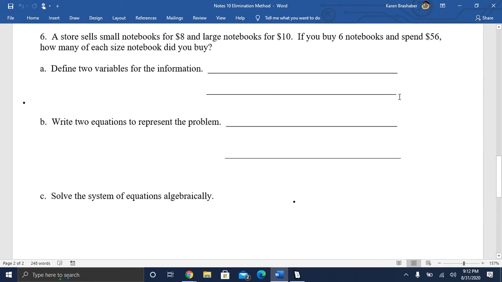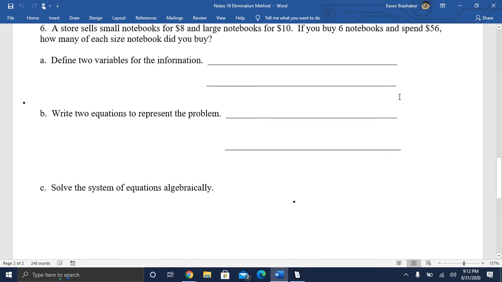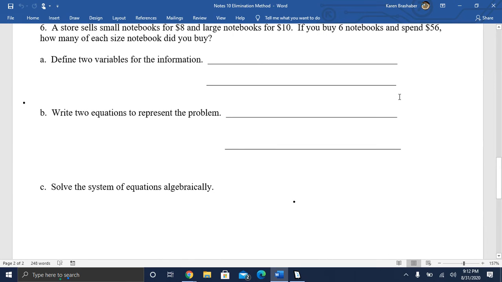If you buy 6 notebooks and spend $56, how many of each size notebook did you buy? So we'll look at defining the variables for this. We're looking for how many notebooks were bought of each size. You can use variables that stand for different words, or you could just use X and Y. So I'm just going to use X and Y.